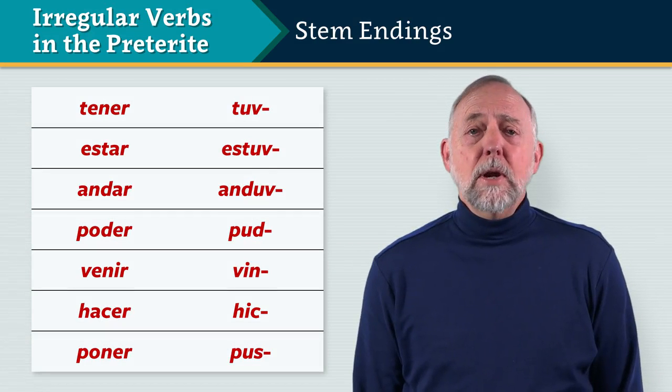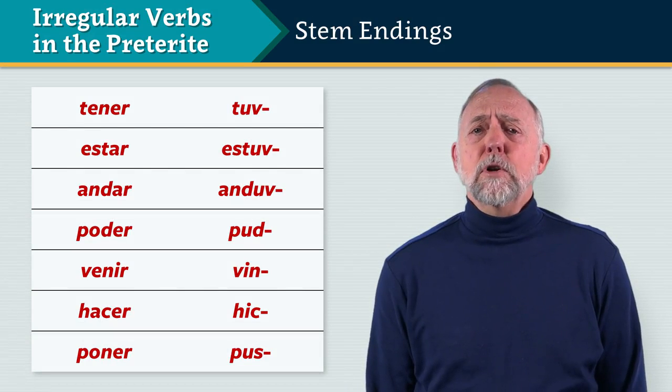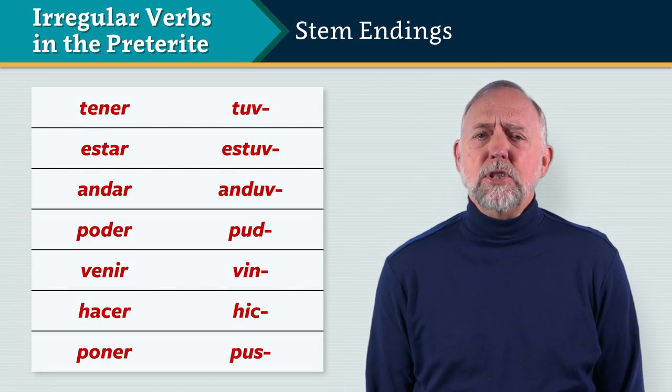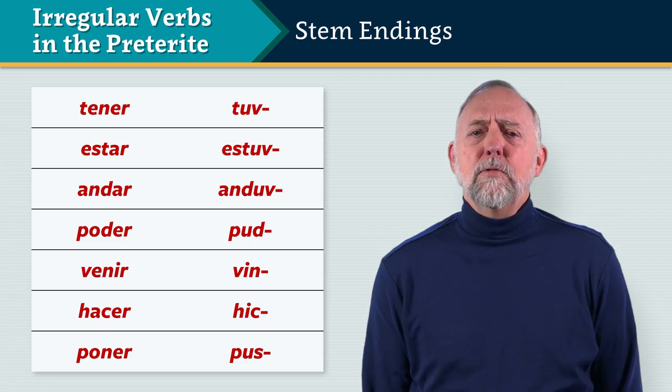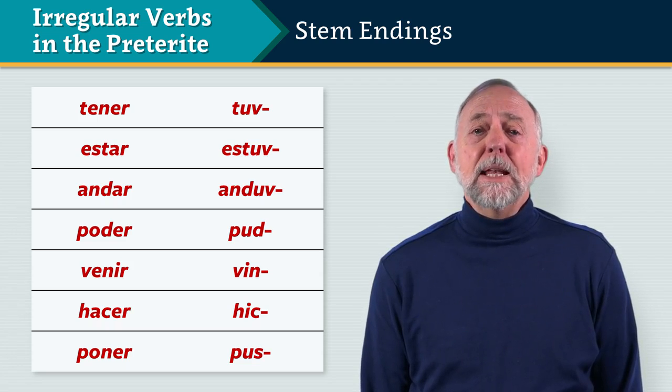There are some irregular verbs in the preterite. Let's take a look at them. There's a whole set of verbs in the preterite that have a different stem for the preterite forms. And let's go over them. For instance, the verb tener.